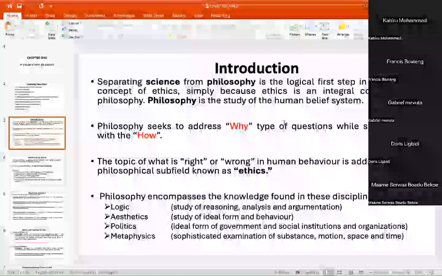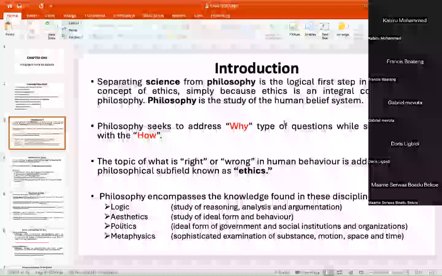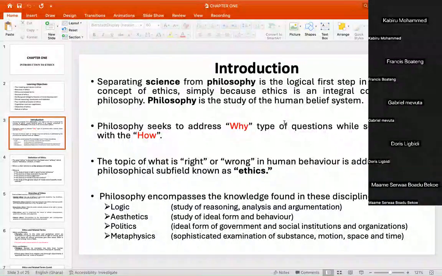So it is important that we know the separation. We separate science from philosophy. And basically, philosophy seeks to address the why type of questions, while science deals with the how type of questions. And normally, it is very difficult to understand or answer the why type of questions, okay? Because you rest in the domain where it's not subject to very common understanding or analysis when you want to answer or address the question why.